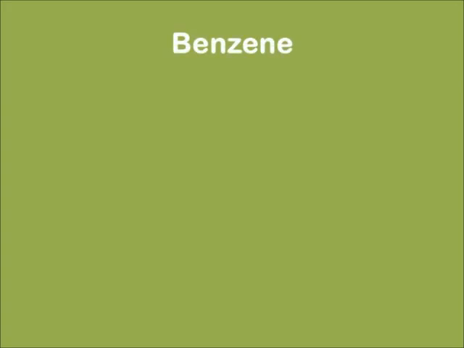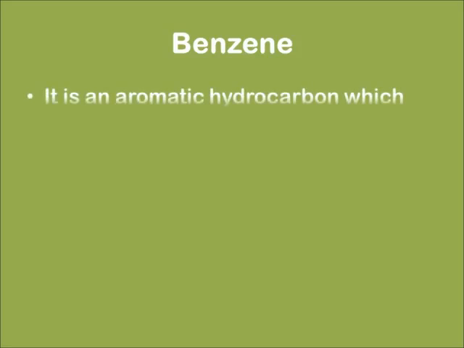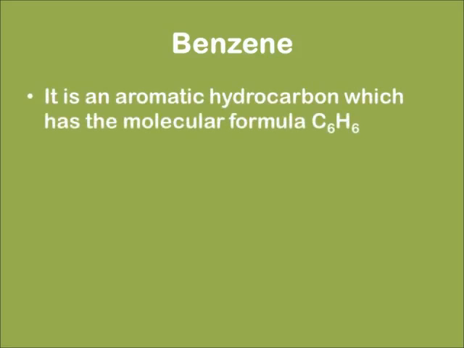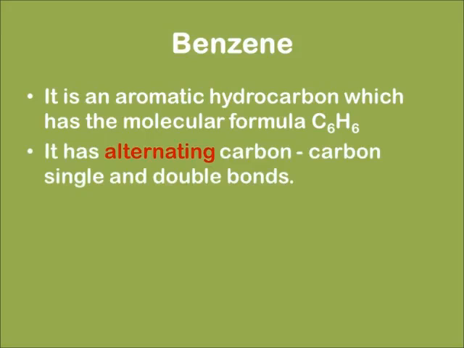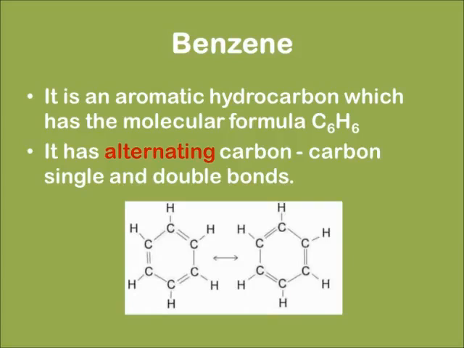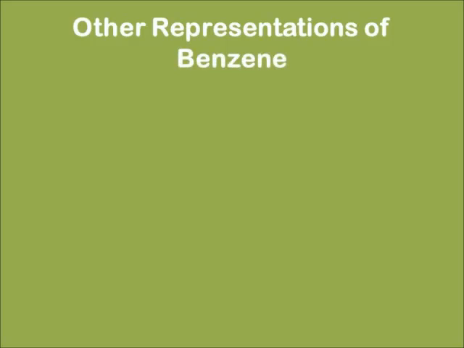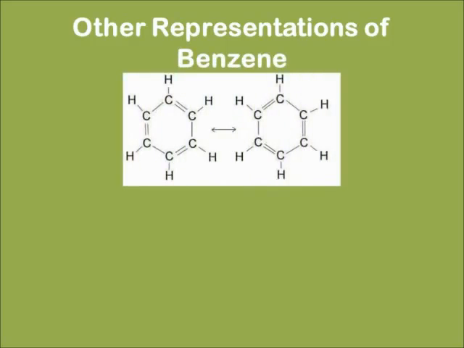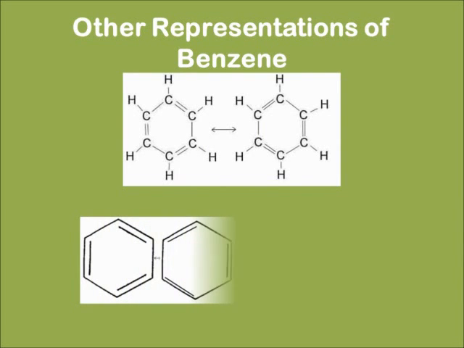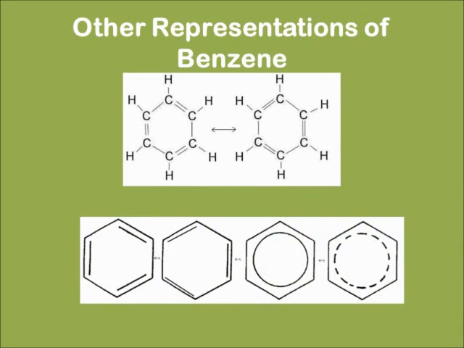Now let us learn about benzene. Benzene is actually an aromatic hydrocarbon which has a molecular formula of C6H6. It has alternating carbon-carbon single and double bonds. Given below is the structure of benzene. Now let us have a look at the other representations of benzene. There are in all six ways of representing a benzene molecule. You can choose any one of that.